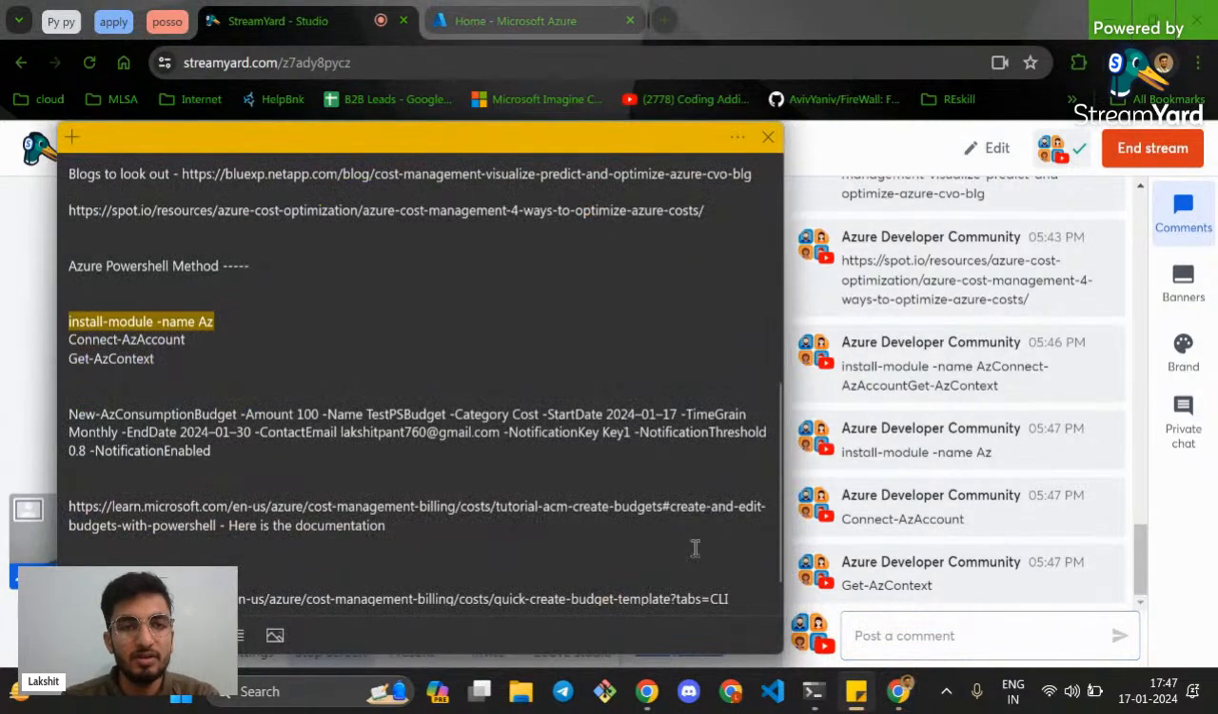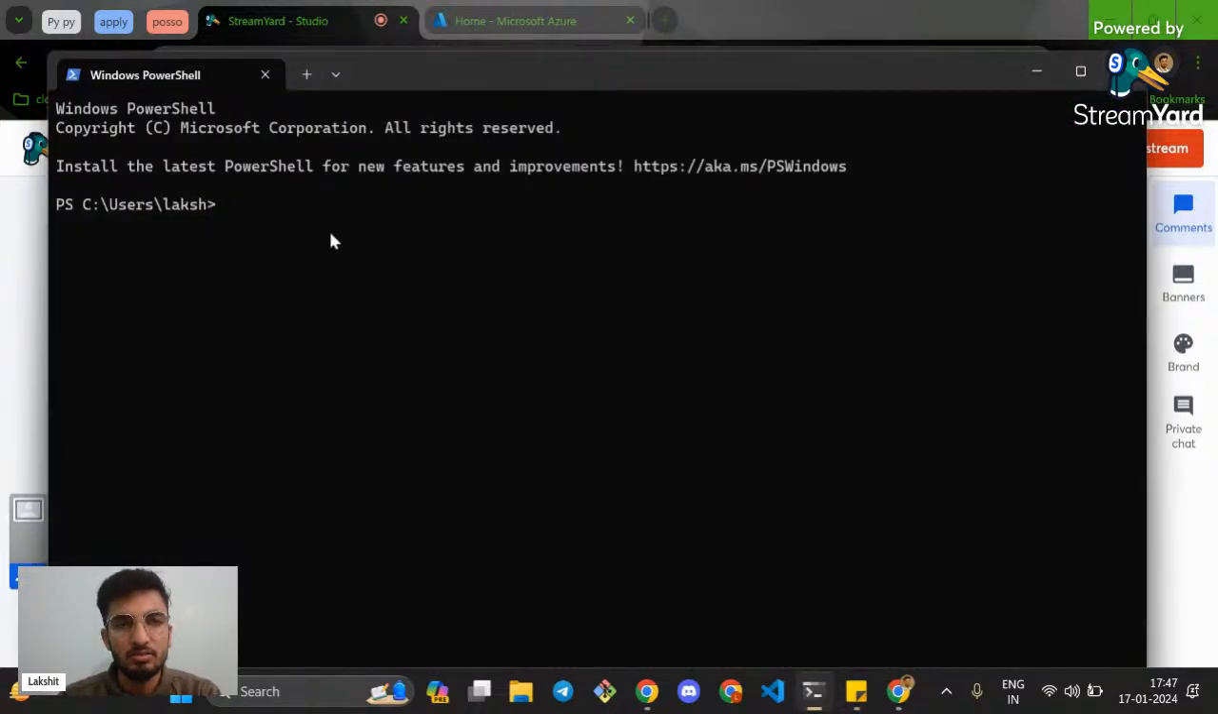Suppose if we run the first command, let's run it. It will take some time. And also, those who are not sure how to utilize PowerShell, you can always utilize WSL.